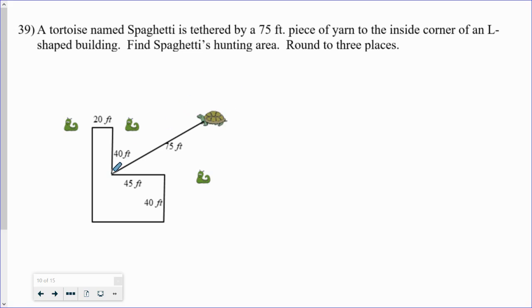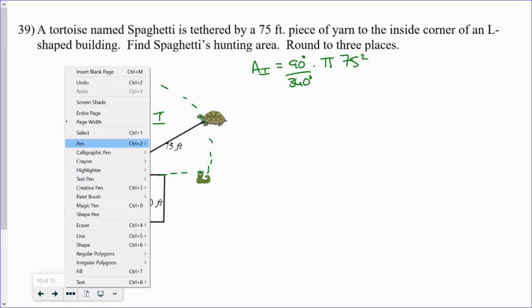Okay, so the key to these is recognizing these right angles. So you're really just traveling these quarter circles. There's a quarter circle, so you could find the area of that. And the area of one there would be 90 degrees over 360 degrees times pi times the 75 squared. All right, so far so good.